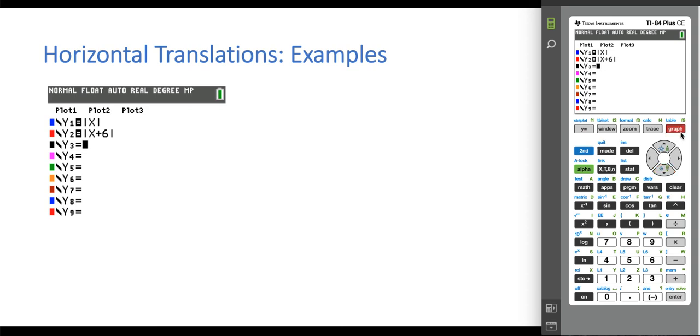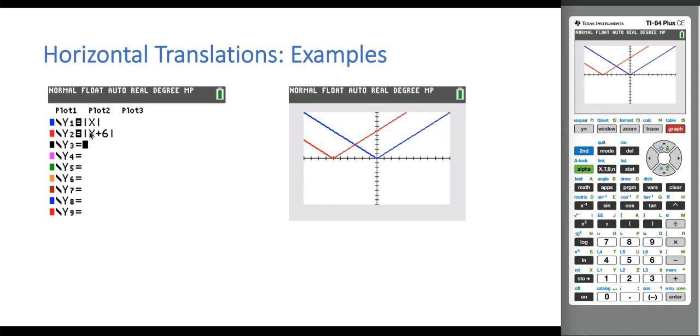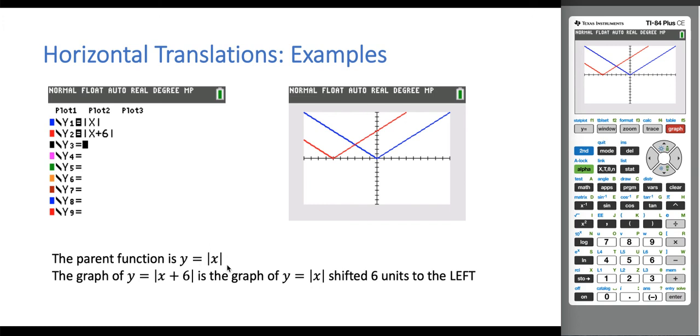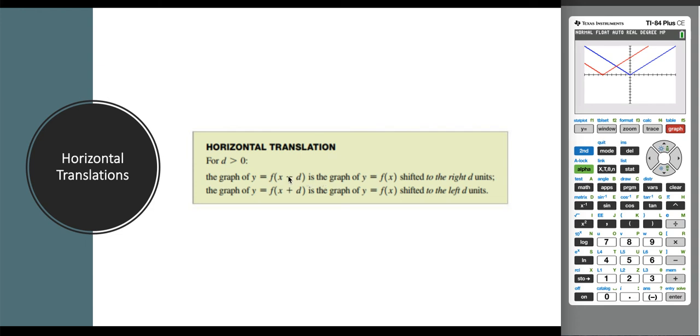All right, now look at these graphs. Now what happened? So the graph of the absolute value of x plus 6, the parent function is still absolute value, but this graph was shifted 6 units to the left. Notice it went to the left here. All right, so in summary, a minus sign in the parentheses is shifting the graph to the right, and a plus sign in the parentheses is shifting the graph to the left.